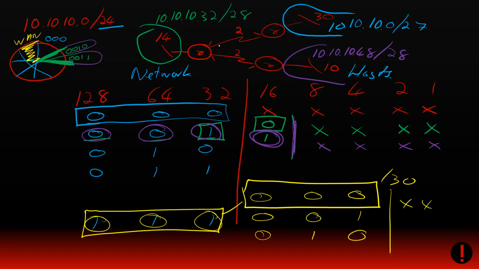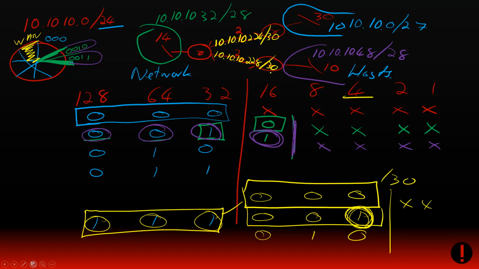So the IP address for this WAN link here will be 10.10.10.224/30. The second WAN link gets the very next one in line, which is 224 plus an extra 4, right, which is 228. So the IP address for these WAN links would be 10.10.10.228/30. And you're good to go.